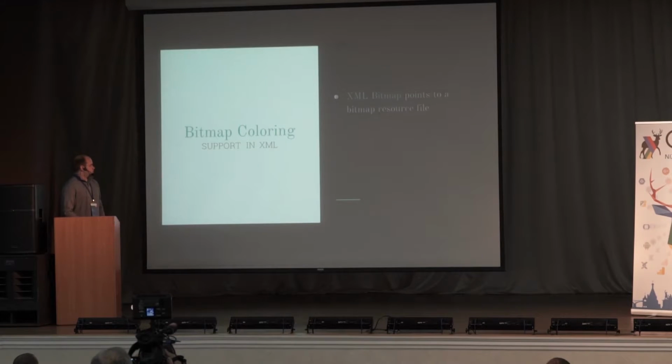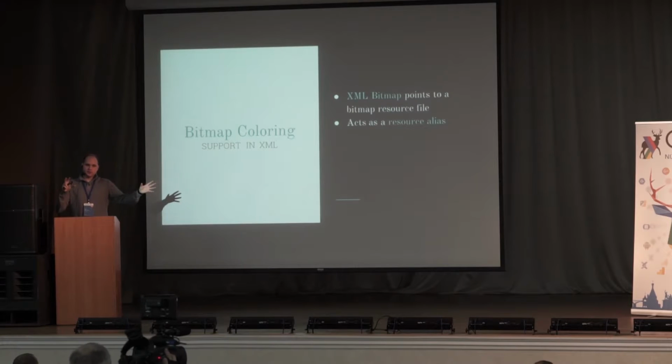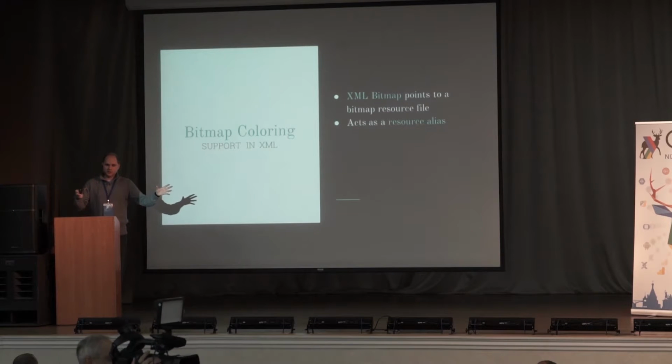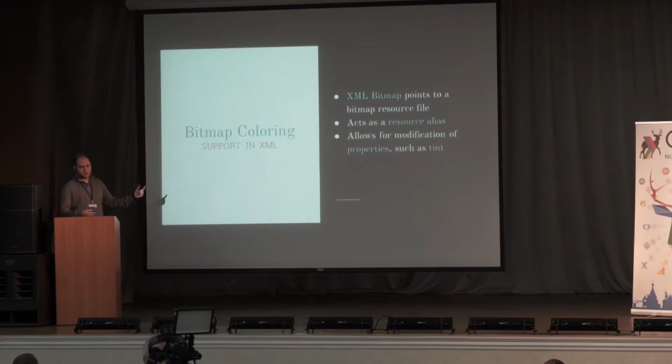And for bitmaps, okay, we've seen coloring modes, and now we have to deal with how to apply these coloring modes to bitmaps, to other drawables. For bitmaps, you can approach with XML. So XML bitmap points to another bitmap resource file. So you have an XML, and then you have a bitmap, like PNG or whatever, and then you point to that PNG from the XML, and you can add additional attributes.